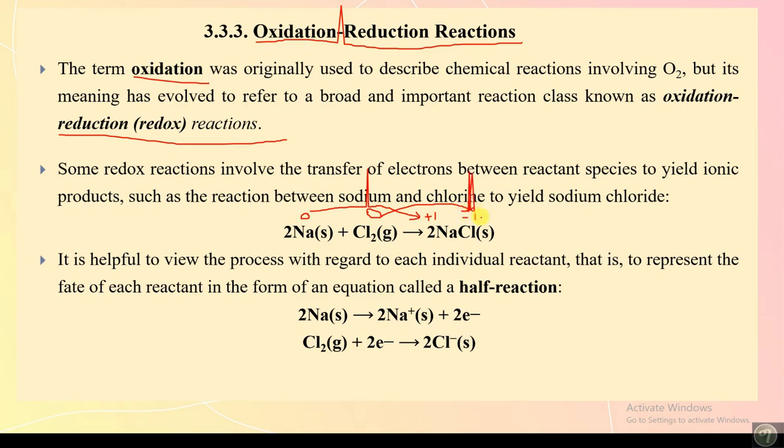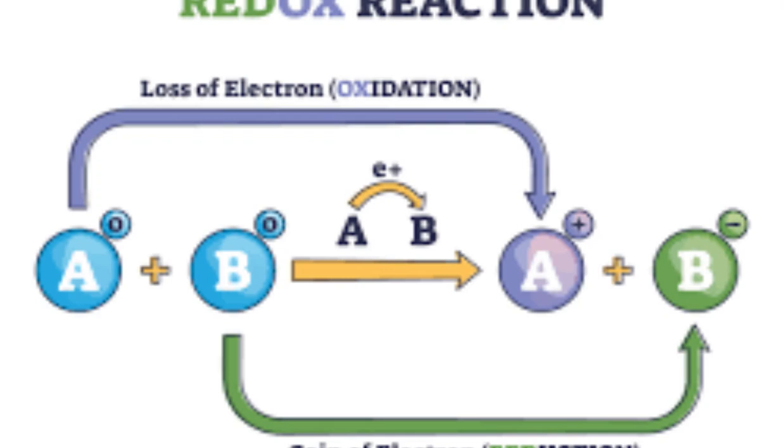So the oxidation state of sodium increases from 0 to +1. The oxidation state of chlorine decreases from 0 to -1. So this type of chemical reaction, or the reaction between sodium and chlorine to give sodium chloride, is redox reaction, oxidation and reduction reaction. So in order to say oxidation reduction reaction, we abbreviate ስናደርገው redox እንለዋለን.